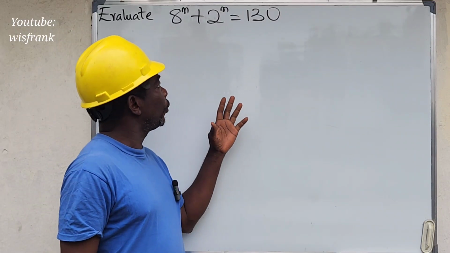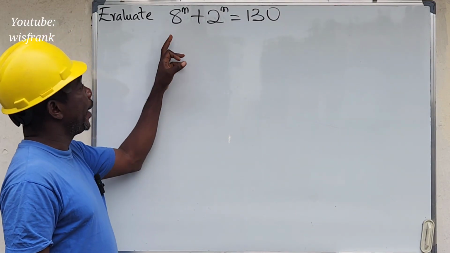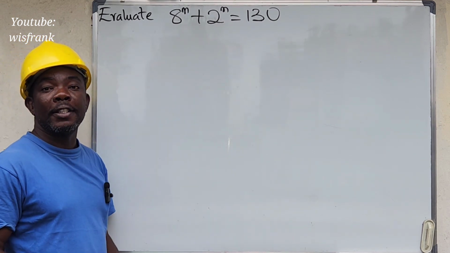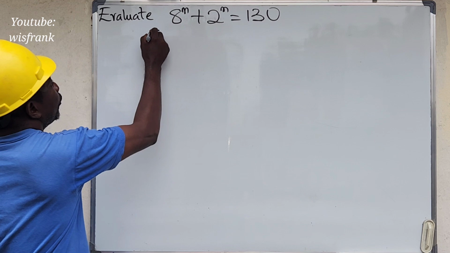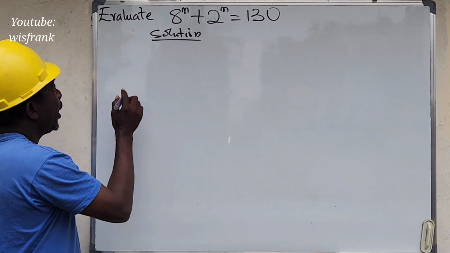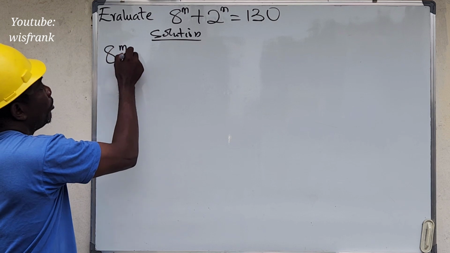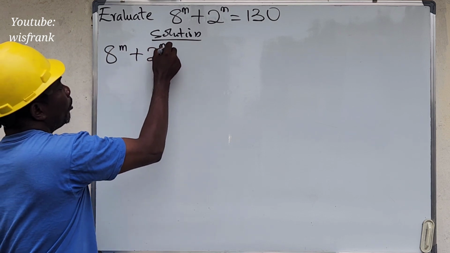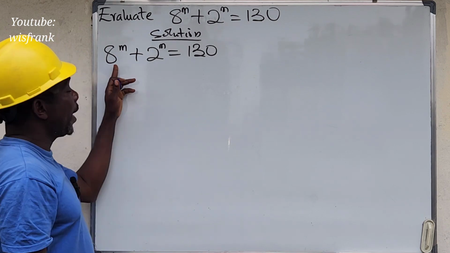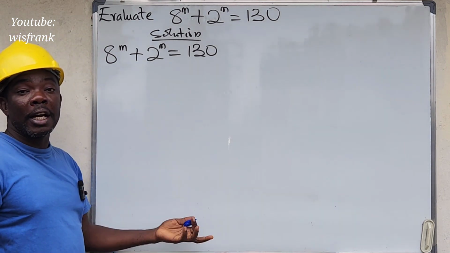For today, we are going to look at this question and it says evaluate 8 to the power of m plus 2 to the power of m equals 130. So we are going to evaluate this for us to find the value of m from the given equation. Here we are given 8 to the power of m plus 2 to the power of m equals 130. You can see that we have 8 here and this is an exponential equation.